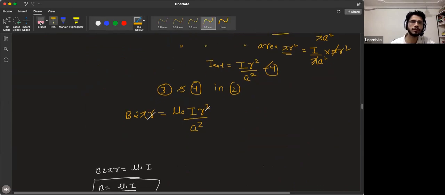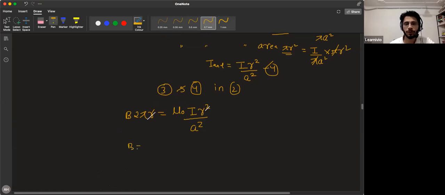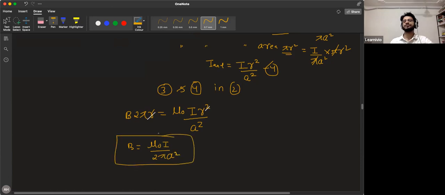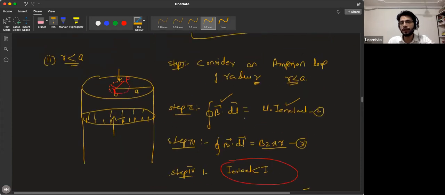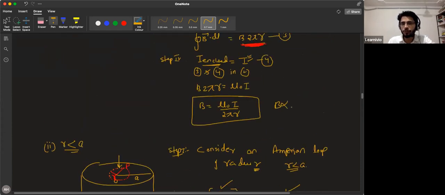And you get B is equal to mu naught I r by 2 pi a square. This is the expression of magnetic field, mu naught I r by 2 pi a square. And this is 1 r in the numerator here. So that means B is directly proportional to r. Inside, B is directly proportional to r, and outside your B is inversely proportional to r.